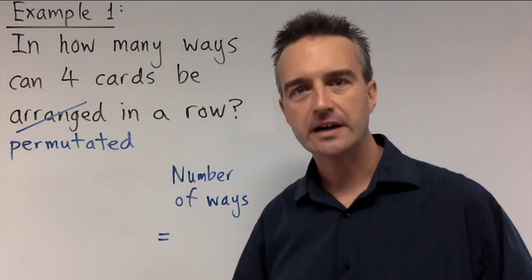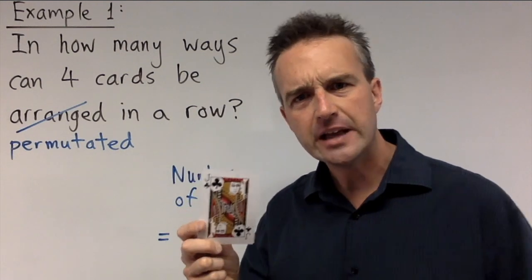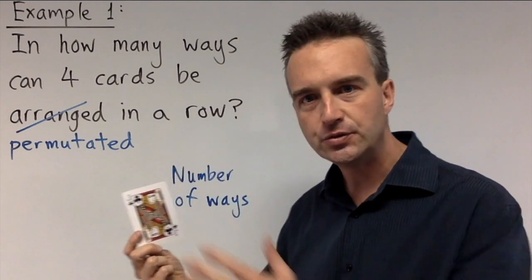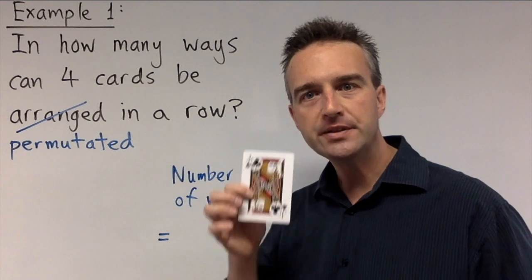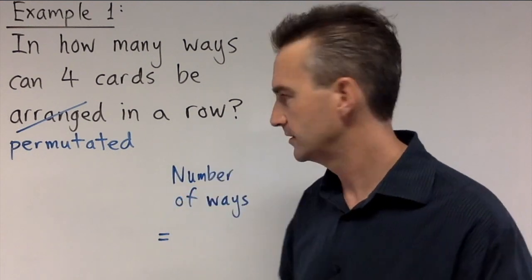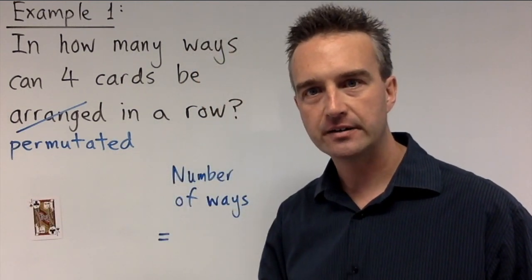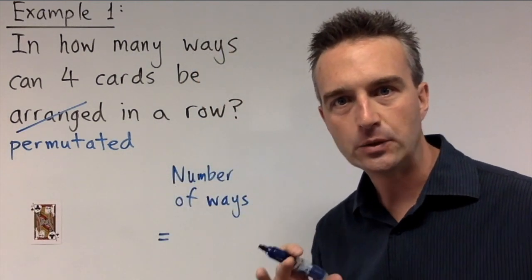Let's think about this card by card. Let's say we're going to arrange our first card, the Jack. In how many ways can the Jack choose to go into the row? At the moment, the Jack is the only card, so the Jack only has one choice. One permutation for the first card. So far the number of ways is simply 1.